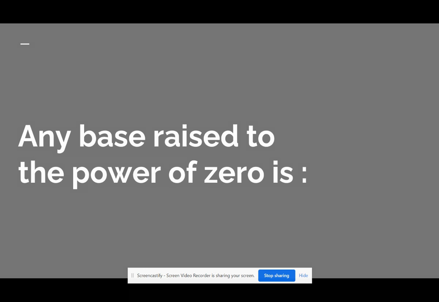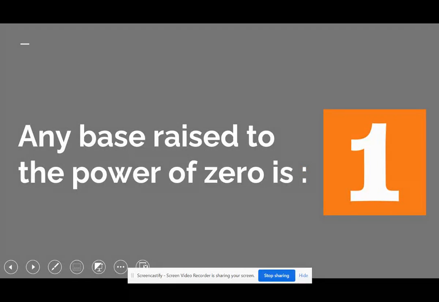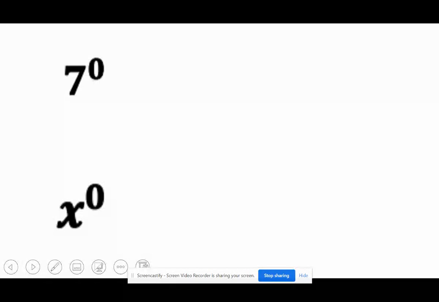So any base that is raised to the power of 0 is 1. I promise it's as simple as that. So 7 to the 0 power, 1. X to the 0 power, 1. Anything to the 0 power is 1.